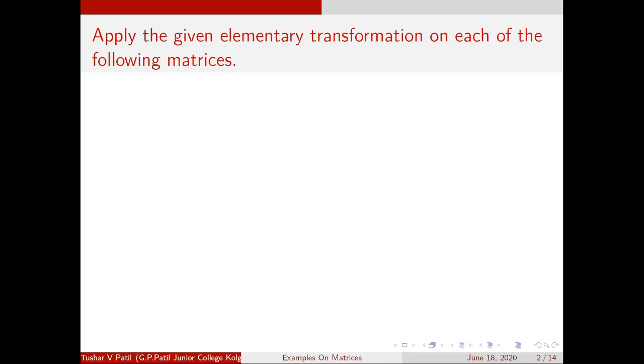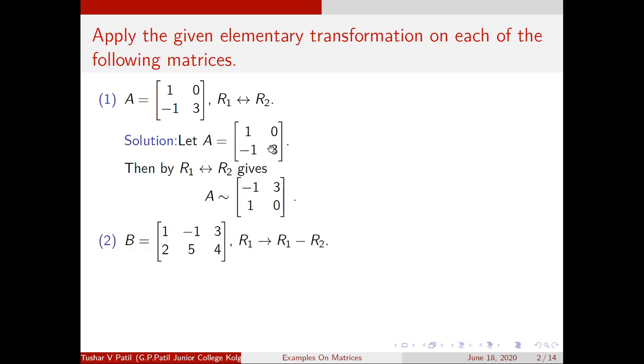Apply the given elementary transformation on each of the following matrices. First example, here it is the transformation R1 interchange with R2 on the matrix A. That means here only R1 interchange with R2. That means the position of R1 takes R2 and the position of R2 takes R1. Let us note here in this way.